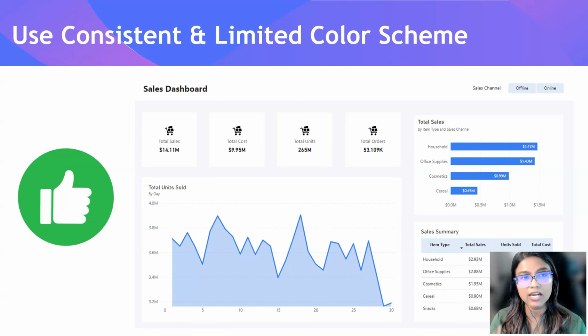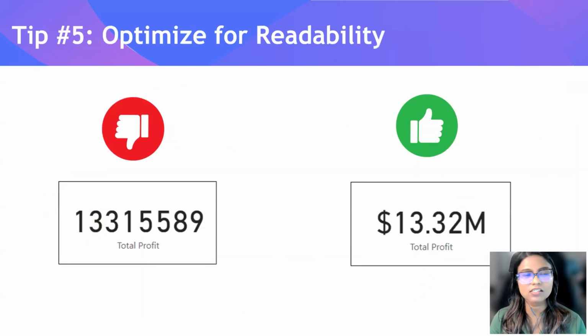So always remember that a limited color scheme will help your audience focus on the data and not on the aesthetics or the colors. Tip number 5, and this is by far my favorite, my go-to tip, and this is something I see a lot of people do not follow. It is optimize for readability. This simply means that you should present your data in such a format that users can grasp instantly. Don't make them work for it.